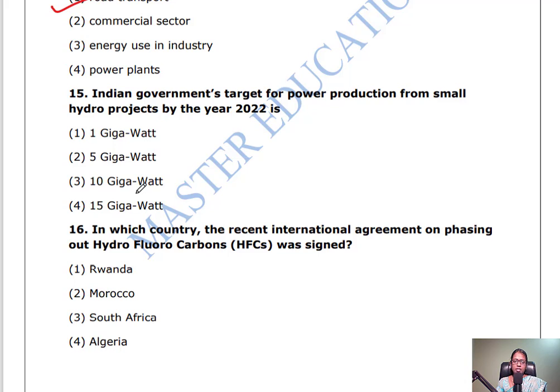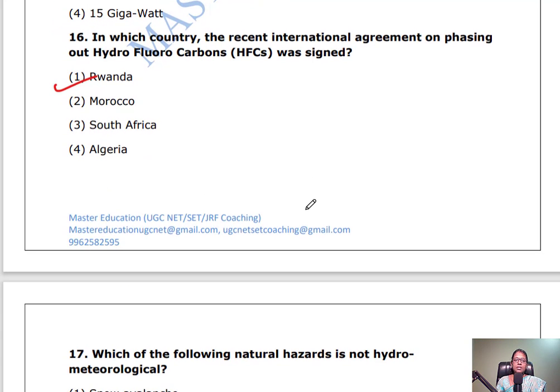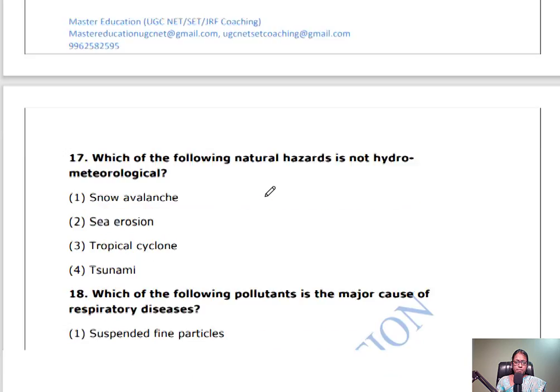The next question, Indian government's target for power production from small hydro projects by the year 2022 is 5 gigawatt. The next question, in which country was the recent international agreement on phasing out hydrofluorocarbons signed? In Rwanda. So Rwanda is the place where they signed the international agreement. These notes are given in Sustainable Development Goals and Millennium Development Goals. Just go through it.